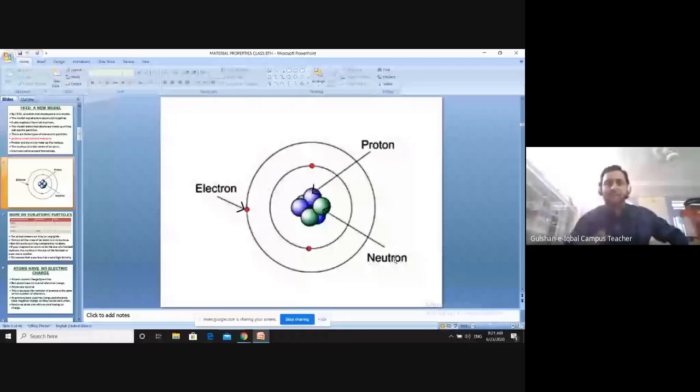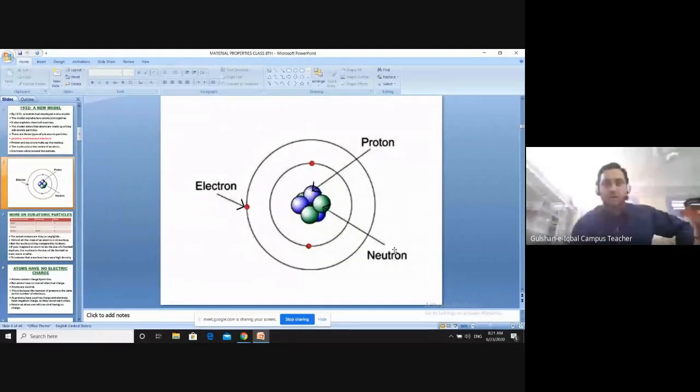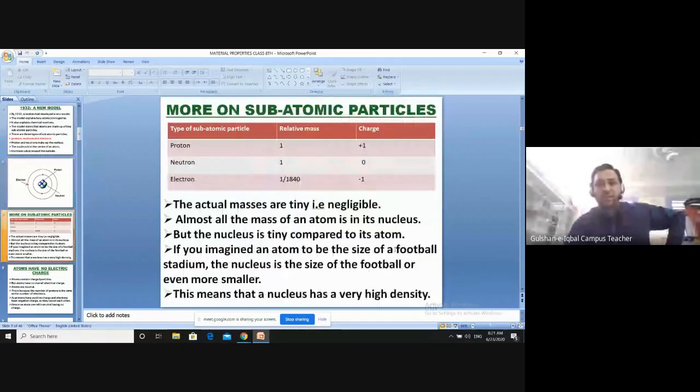It says that protons and neutrons are present in the center, and electrons are revolving around the nucleus, that is, around the protons and neutrons. Electrons are negative particles, protons are positive particles, and neutrons are neutral particles. This was the charge and mass ratio. Proton has relative mass 1, and its charge is positive 1. Neutron has relative mass 1, and its charge is neutral.